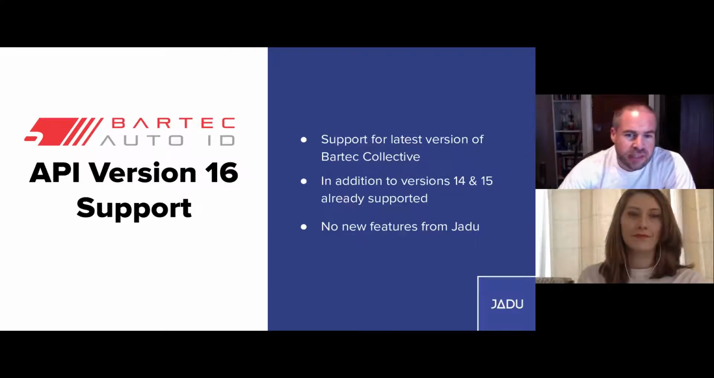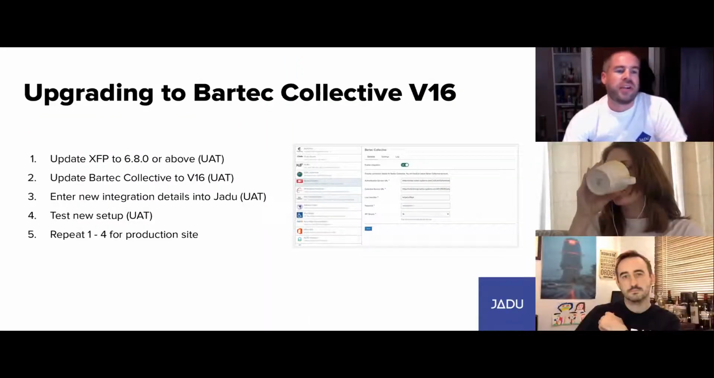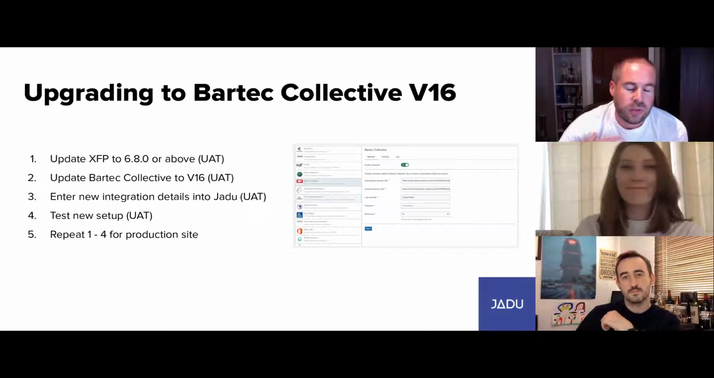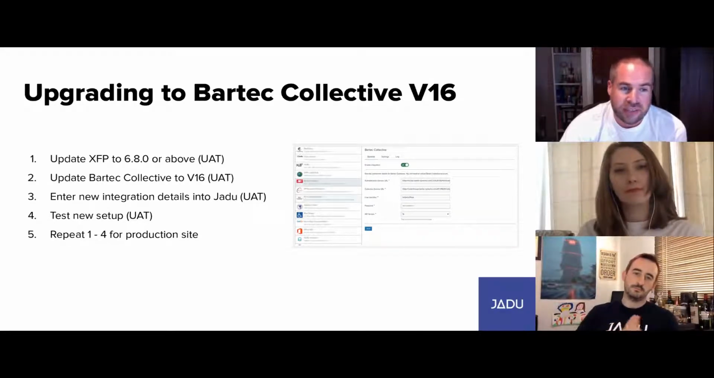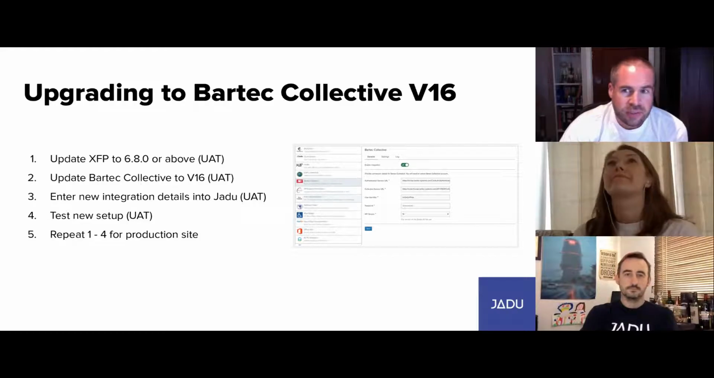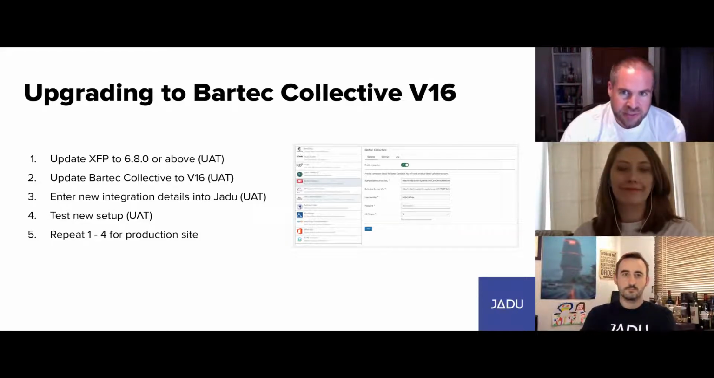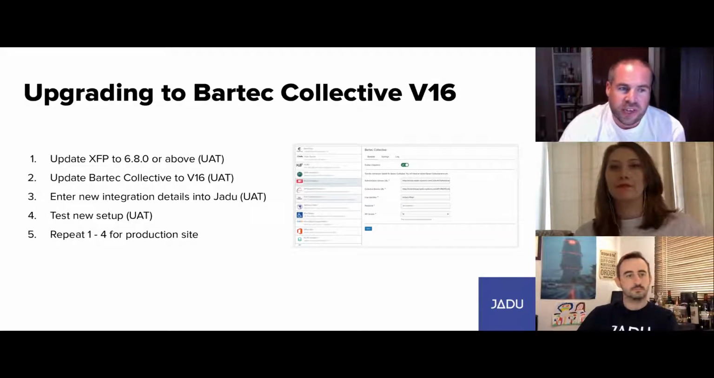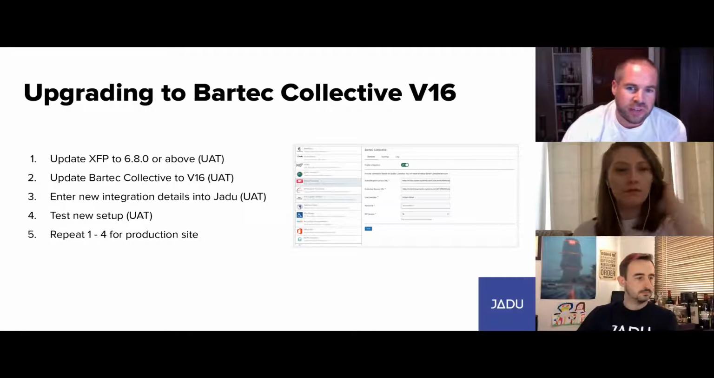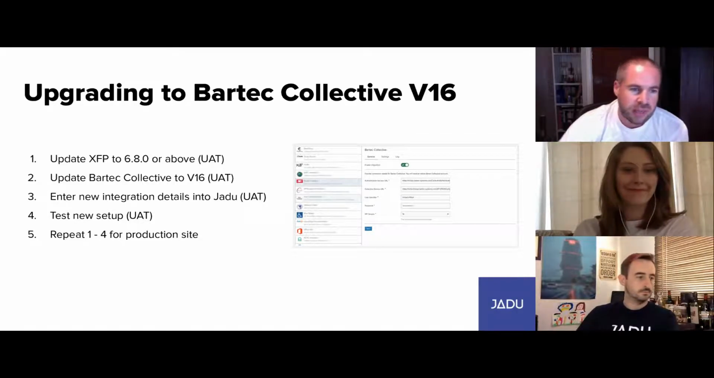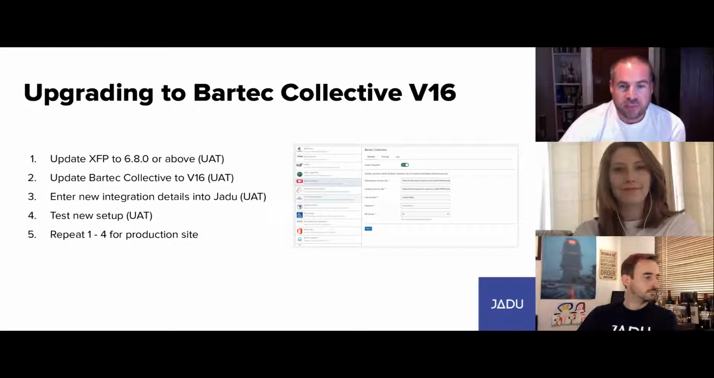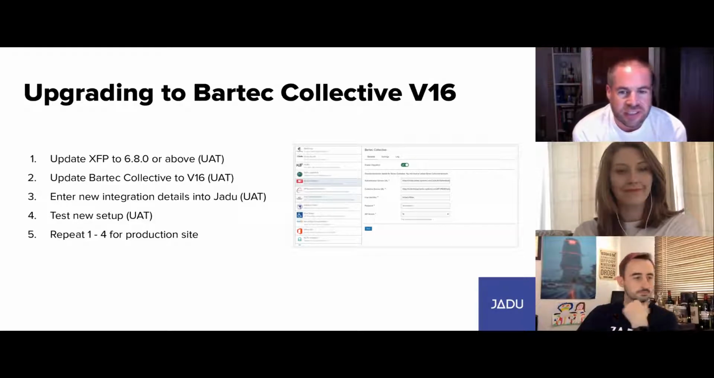If you're already using Bartek and you want to go to version 16, the upgrade path is you'll need to deploy XFP 6.8 onto your UAT site, contact Bartek and get them to go through the process of updating your UAT Bartek collective instance. They'll then give you some new credentials. The new credentials need to be put into the Jadu integrations page. And it's a bit small on the image, but the very last setting is the API version. You need to make sure that that is set to version 16 to make sure that the correct code is being used.